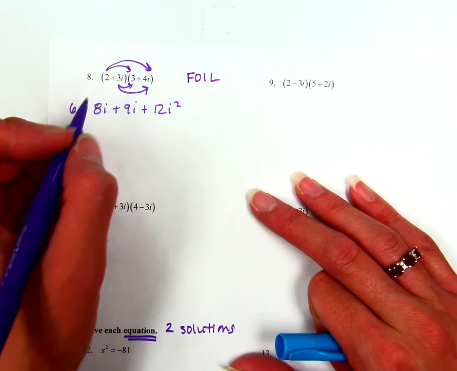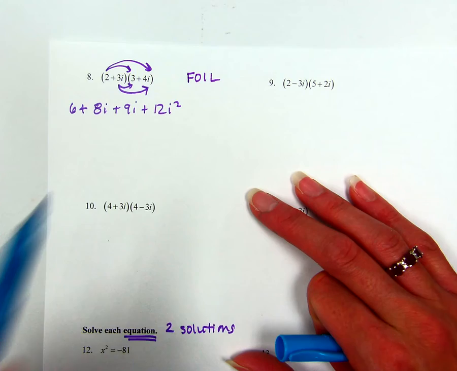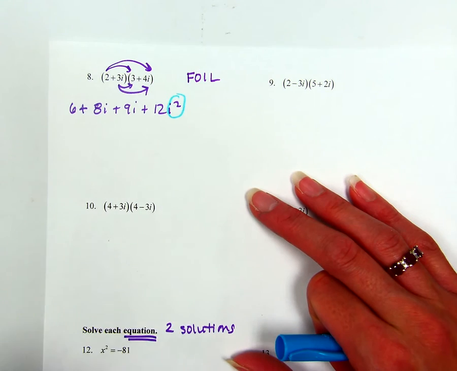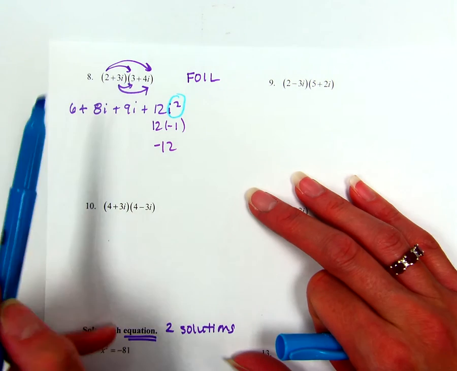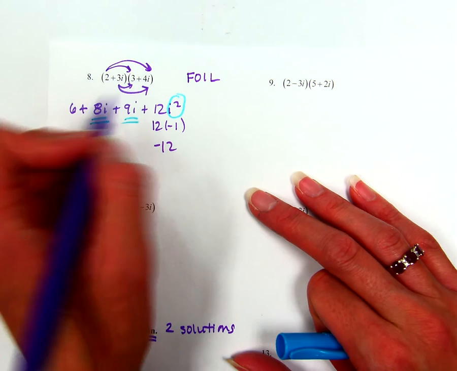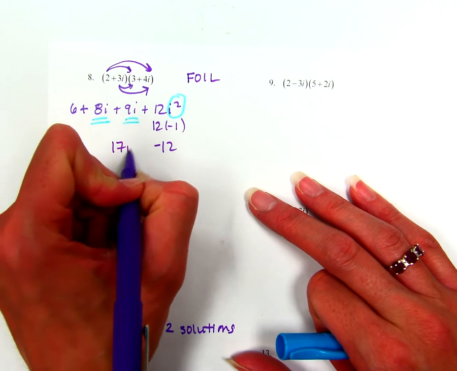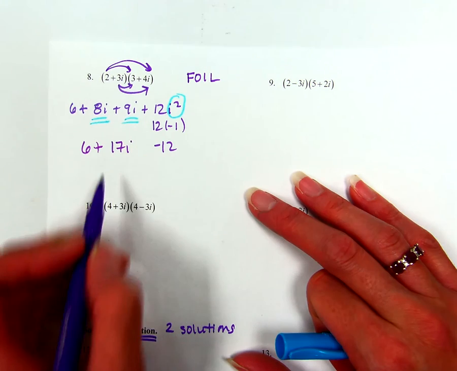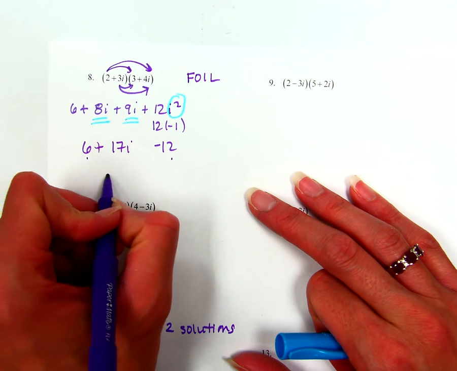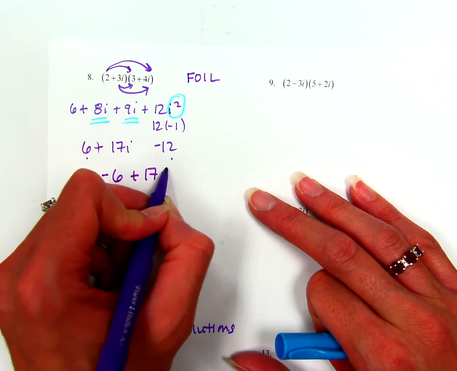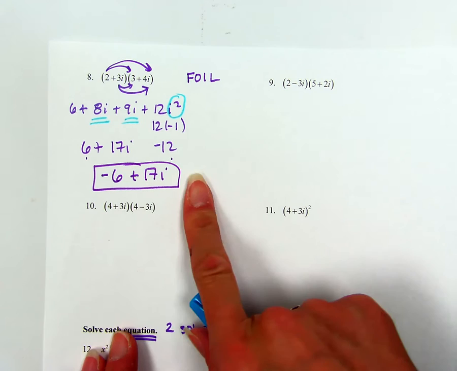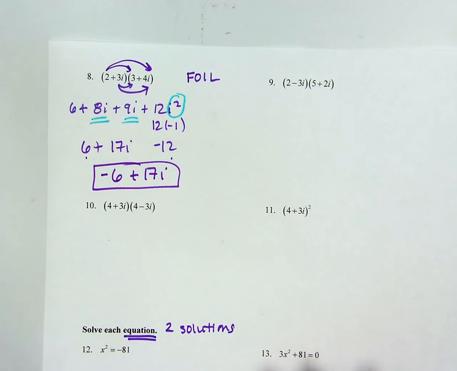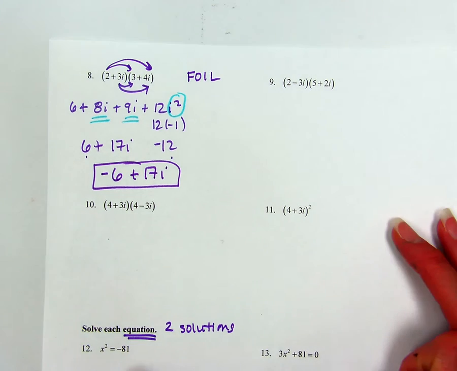Okay. Now anywhere I have an i squared, that needs to be replaced with negative 1. So 12 times negative 1 is negative 12. If I have like terms, just like anything else with like terms, I would combine those. So we have 17i and we have 6. Well, now I have 6 minus 12. That's negative 6 plus 17i. So your final answer should have numbers or i's and nothing else. You should never have i squared in your final solution.